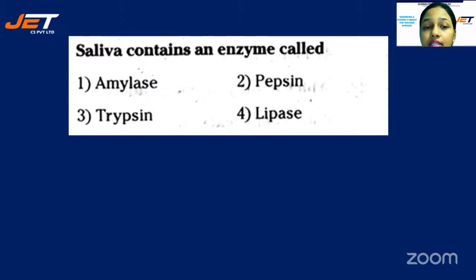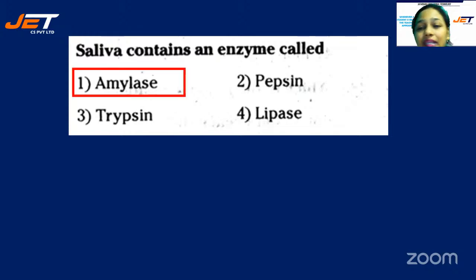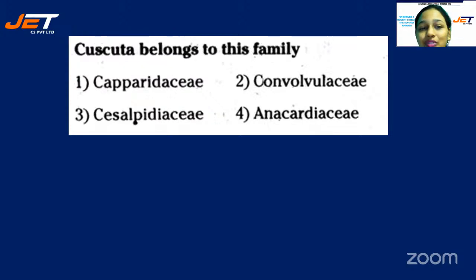Saliva contains an enzyme called: number 1 amylase, number 2 pepsin, number 3 trypsin, or number 4 lipase. This is a very easy question. Since the starting, I am telling you that saliva contains an enzyme known as what? The first enzyme that mixed with the food. That is amylase. So number 1, amylase will be the correct answer. Okay? Alright.